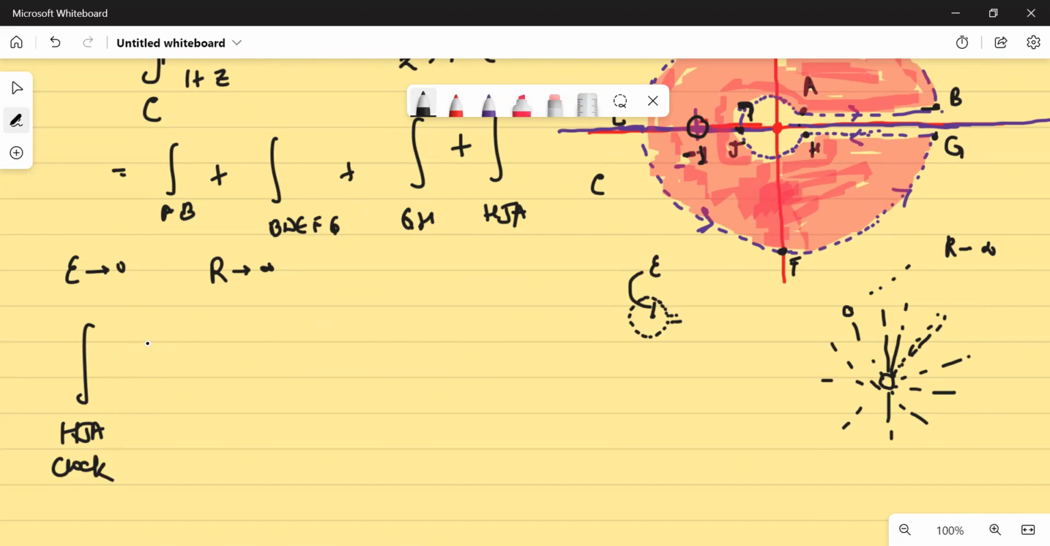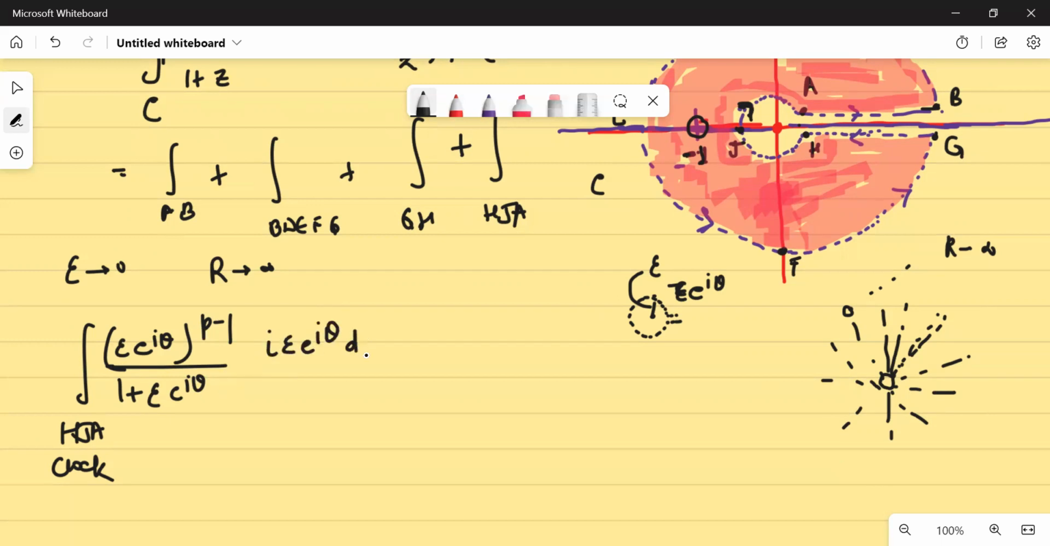And this integration I write like this. Where did z go? Here is z. So what will come in place of z? Any point on this circle can be written as epsilon e raised to power iota theta. So this will be epsilon e^(iota theta) raised to power p-1 upon 1 plus epsilon e^(iota theta), into iota epsilon e^(iota theta) d theta, in the limit epsilon tends to 0. And where does it go from and to? I wrote 0 to 2 pi, and clockwise is written first, so whatever answer comes, multiply it by negative. Is that clear?